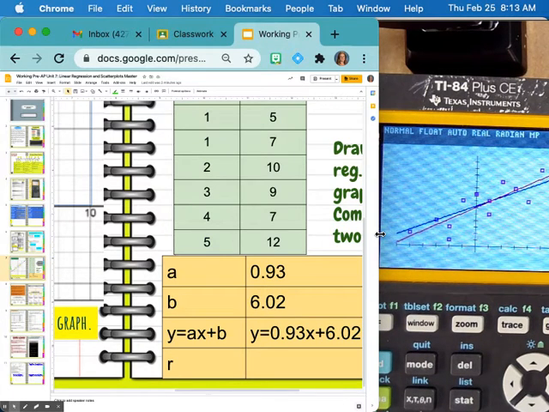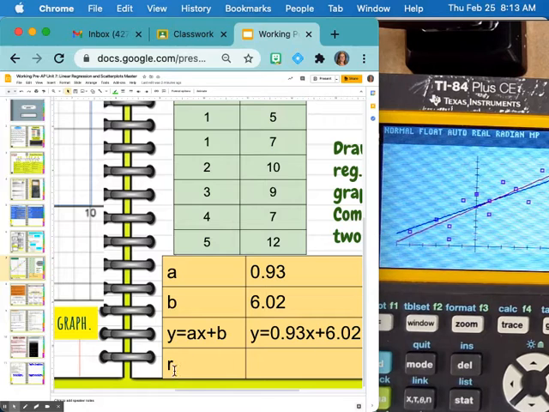Does anybody have any questions on the steps that we did? I know I kind of went fast.